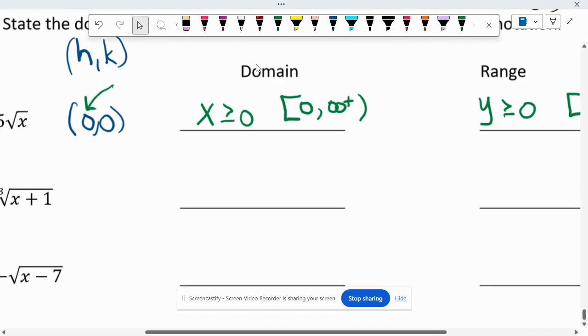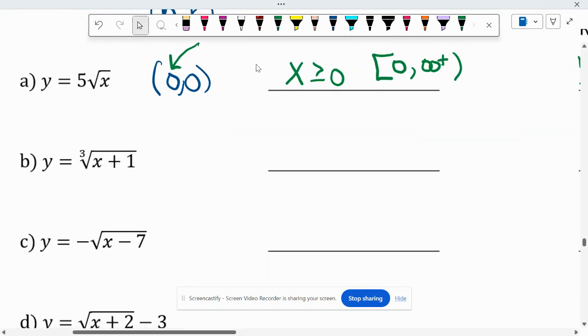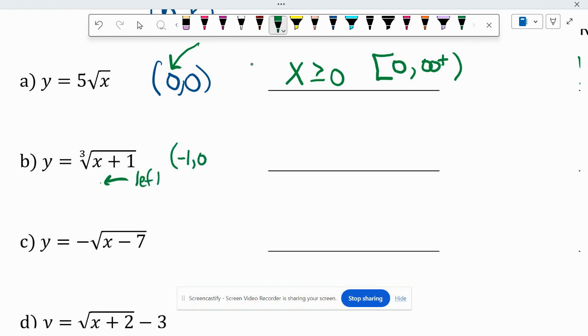Are we good with that? Yeah? Okay. What's the starting point here? Tell me what's happening inside the function. Minus 1. I move to the left. This means left 1. So it's -1, 0. So my x values are greater than or equal to -1.